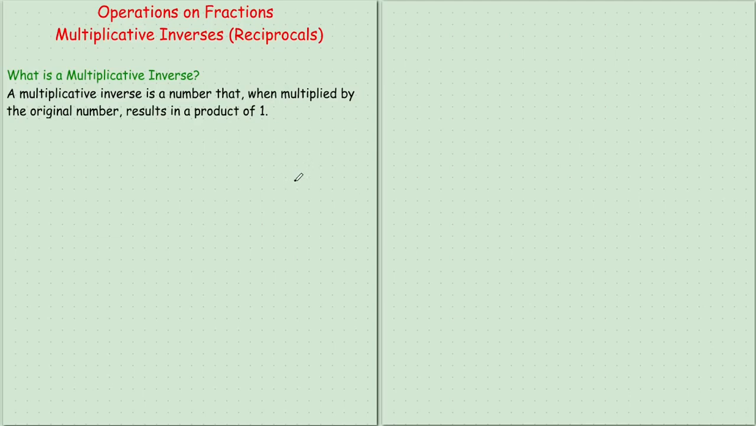Now, for any fraction at all, let's say a over b, its multiplicative inverse, which is also known as the reciprocal, would just be a flip of the original fraction. If you flip a over b, it becomes b over a. That is for every fraction at all.